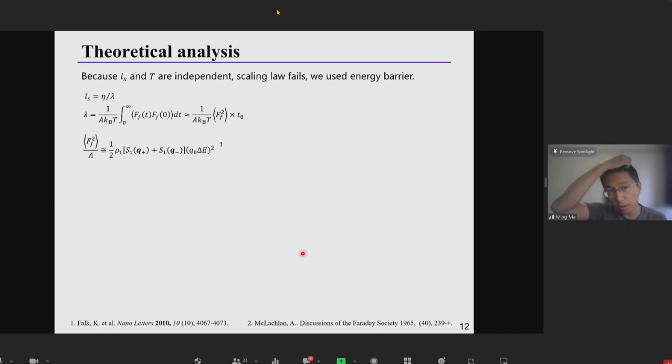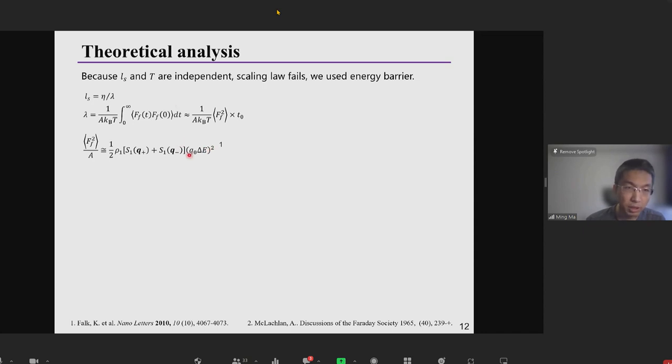And in order to understand this, because slip length and temperature are independent, we use the energy barrier. And here we are very familiar with this theory proposed by Lederich Bouquet, and he was able to link this slip length to the energy barrier for the water molecule sliding on the solid surface. And this is a very nice one.